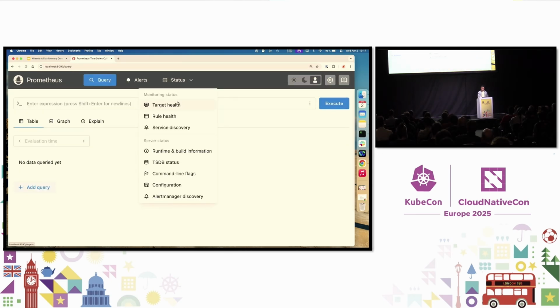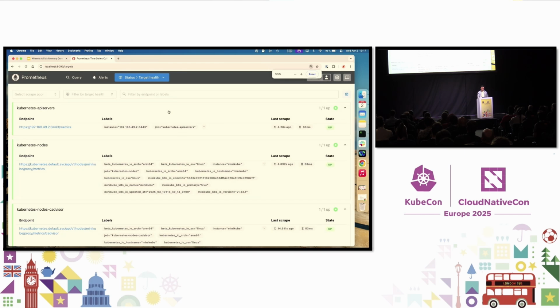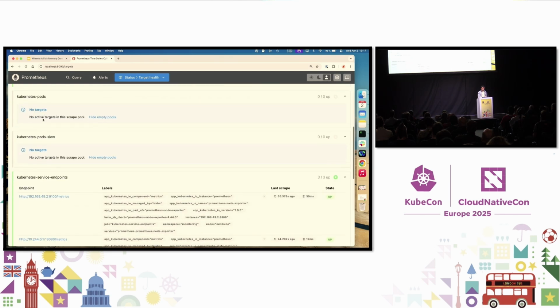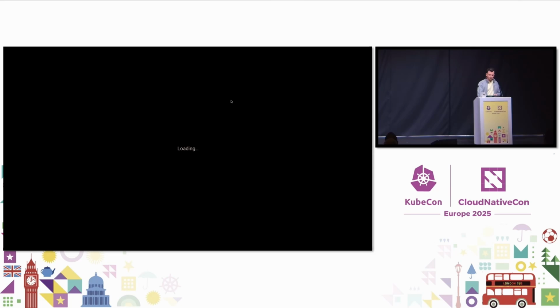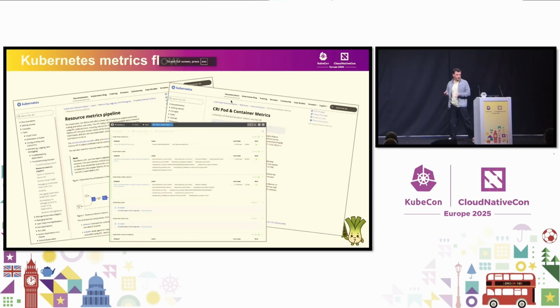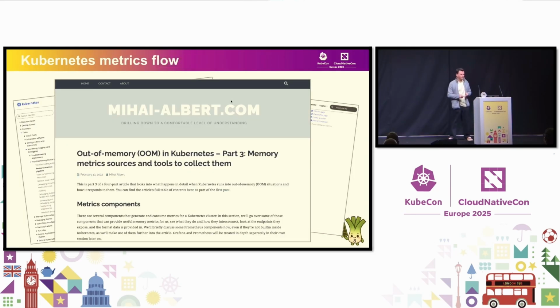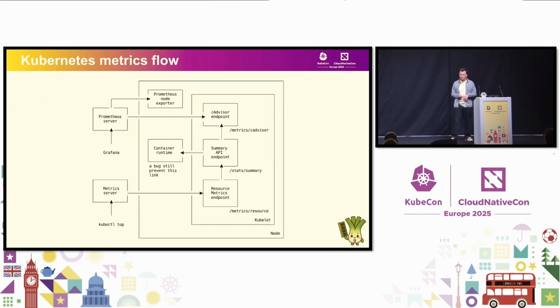So I'll try to zoom in. From the dashboard, you can see a bunch of information, among which is the target health. And here you can see that Prometheus is scraping a various number of endpoints. Here you have the API server, the nodes, and a bunch of service endpoints. So by gathering all this information, plus a very nice blog post written by a guy named Mahé Tardy, I could create this little diagram of the Kubernetes metrics flow. So I will try to explain the different parts in this graph.